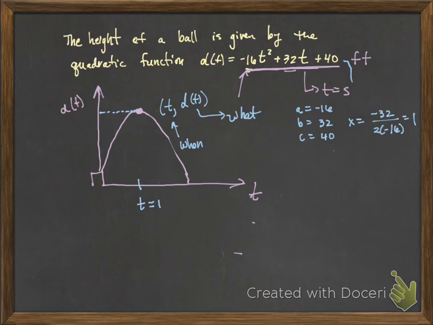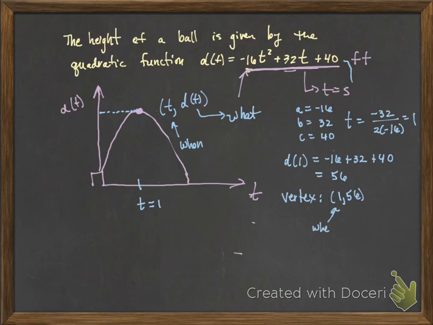All right, now to find what that maximum height is, I'm going to plug in, I shouldn't say x, I should say t here to be consistent with the variables I'm using in this problem. So t represents our x value. So d of 1 is going to be that maximum height. I plug it in, negative 16 plus 32 plus 40, and simplifying, you get 56. So that means the vertex is (1, 56). So this is when it achieves it, and this is what it is. What is the maximum height?